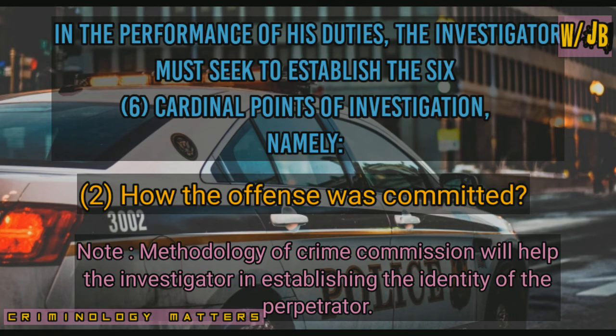So if a crime has been committed in that manner, we know already who is responsible for this. We already have an idea on who are the persons that might have been involved in this crime, due to the fact that their mode of operation, the manner in which they committed the crime, is recognizable to a certain group or to a certain individual. So that's the importance of the second of the cardinal points of criminal investigation.